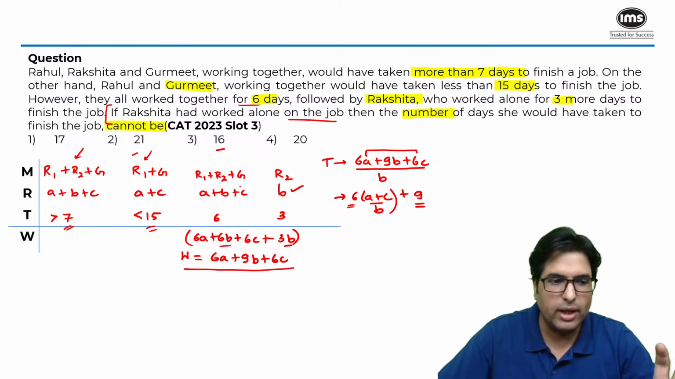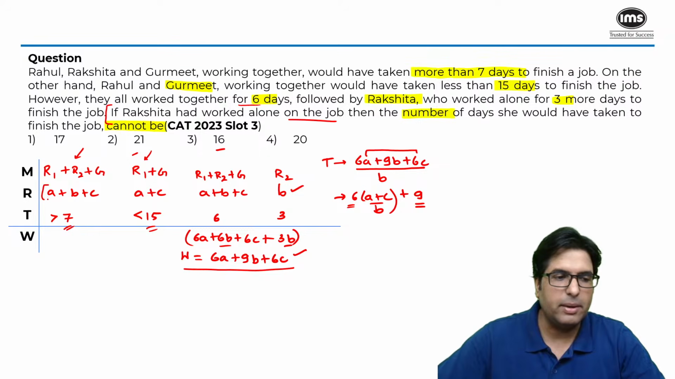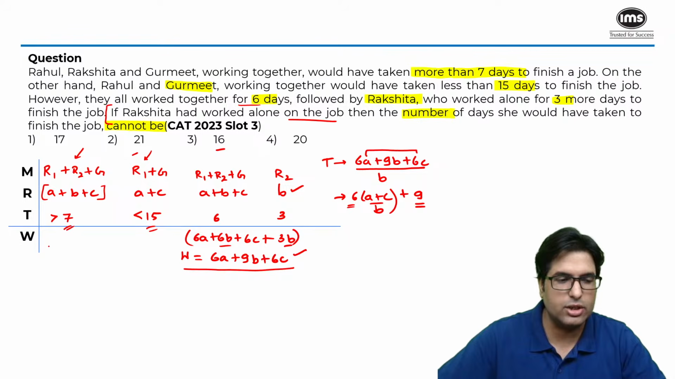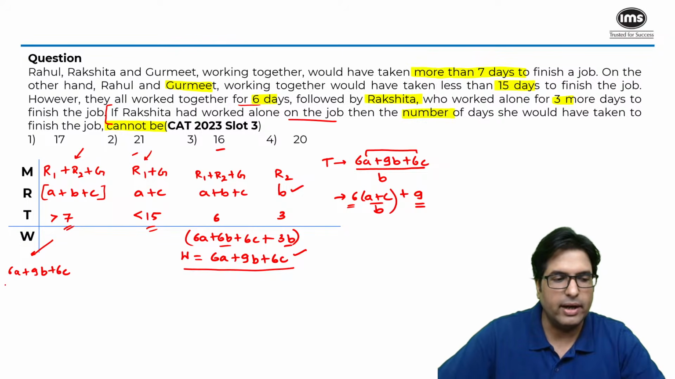How do we calculate the exact answer? We will put this work, divide by the corresponding rate of ABC, and put this time as greater than 7. So let's do it here. I'm going to solve this part of the equation, greater than 7. So we have the total work as 6A plus 9B plus 6C divided by A plus B plus C. This has to be greater than 7. Correct? Let's cross multiply and simplify. So we'll have 7A, 7B, 7C.